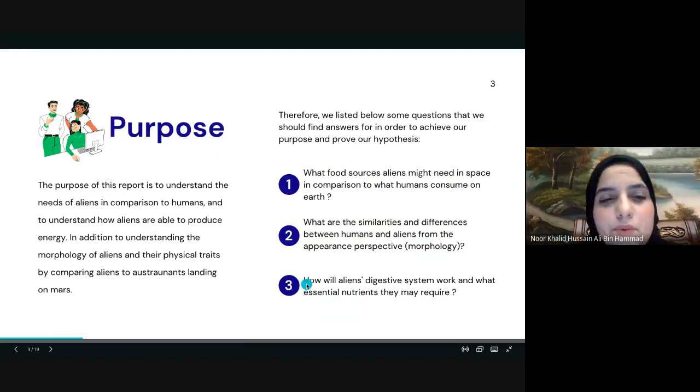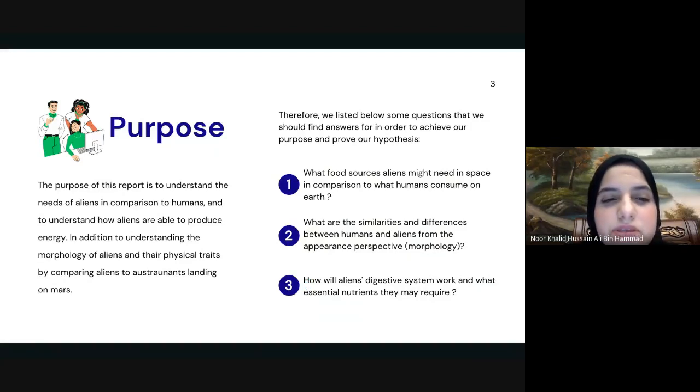The purpose of our research is to understand the needs of aliens in comparison to humans and to understand how aliens are able to produce energy, in addition to understanding the morphology of aliens and their physical traits by comparing aliens to astronauts landing on Mars. And by this, we will be able to illustrate and model a 3D model of an alien.